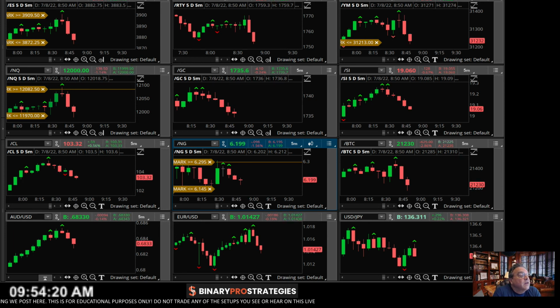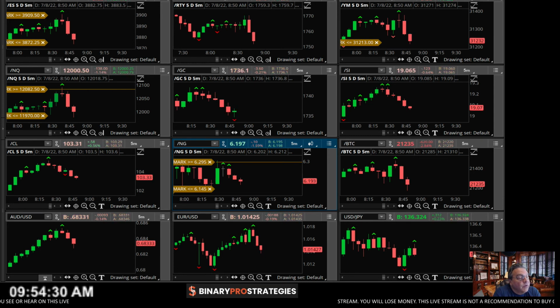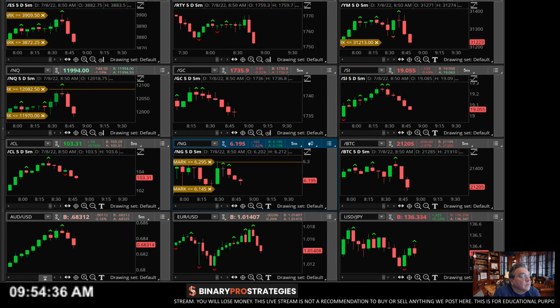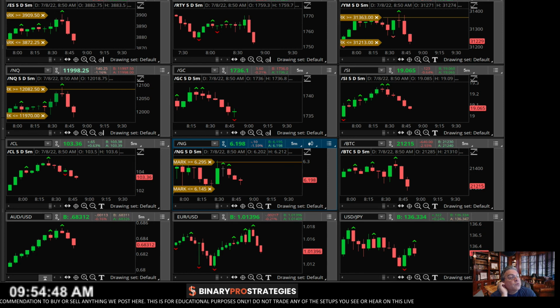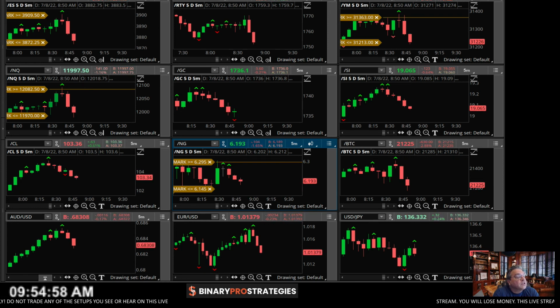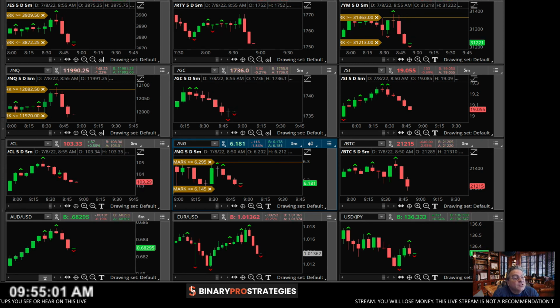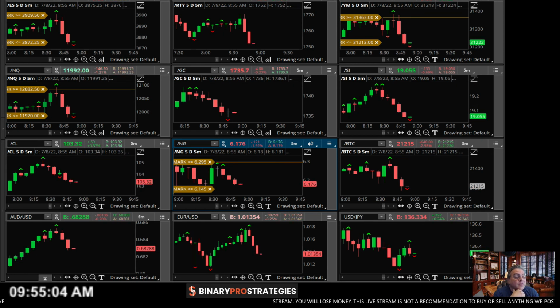Target on the Mini Dow is going to be 312.13. I'll give you a reversal. Reversal will be 313.63. All right, so we're short the Mini NASDAQ, short the Mini Dow. RTY already hit target. ES still long, possible reversal coming on ES. We'll watch that. Still short natural gas, target 6145 on natural gas.